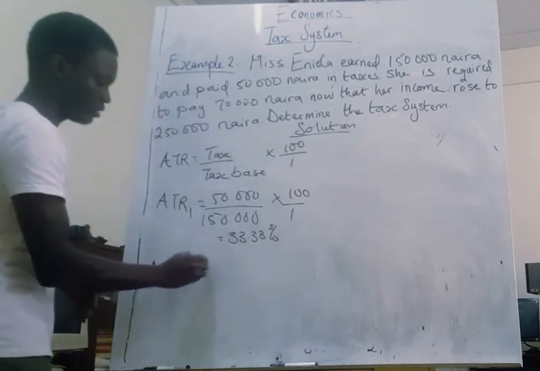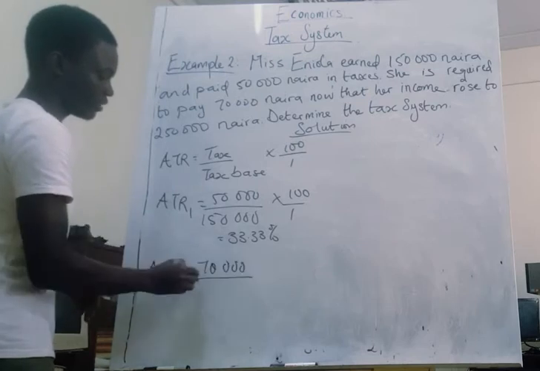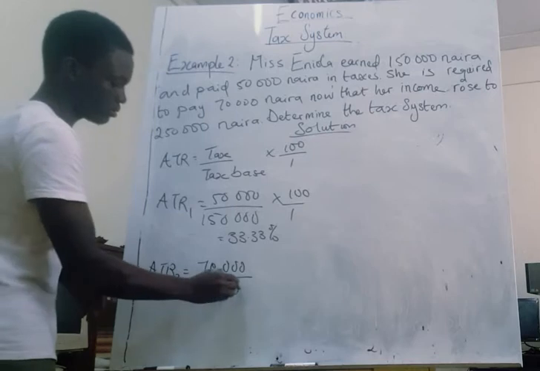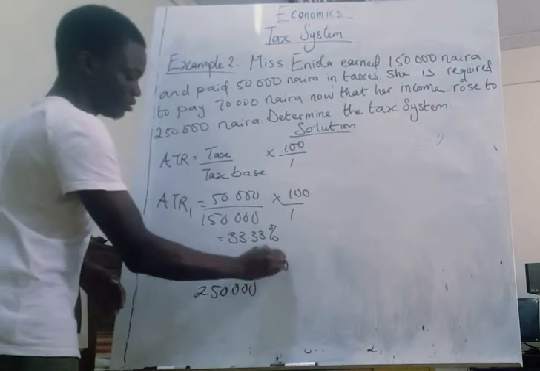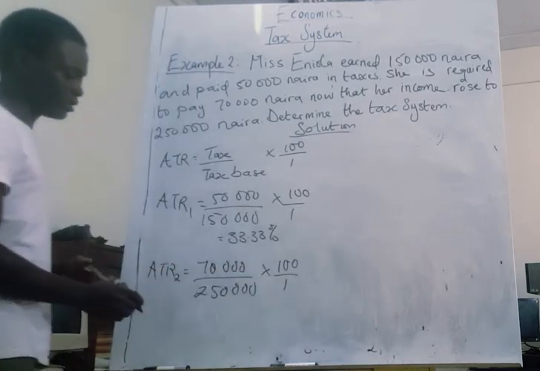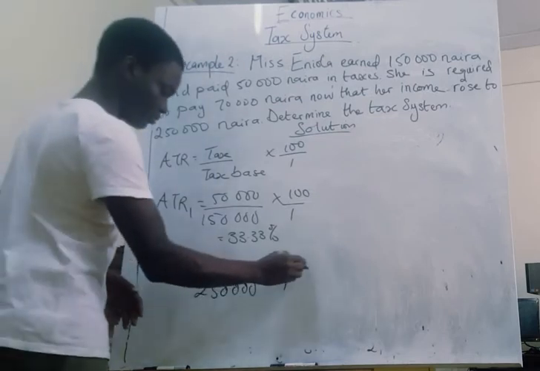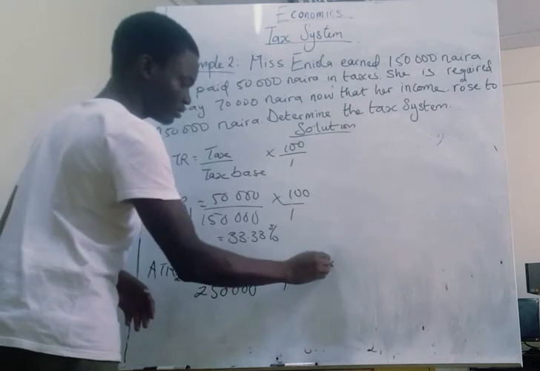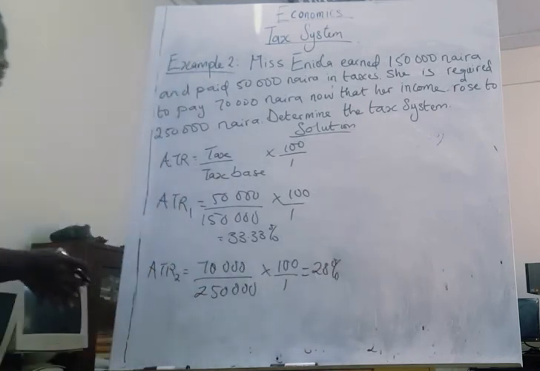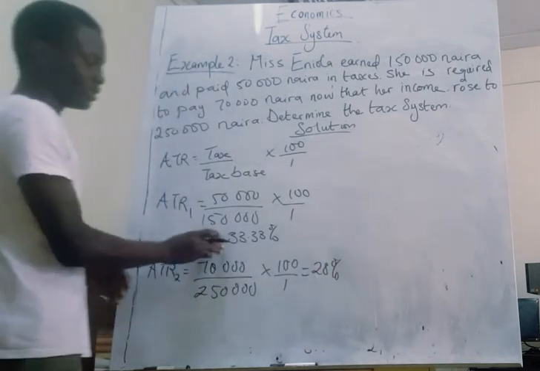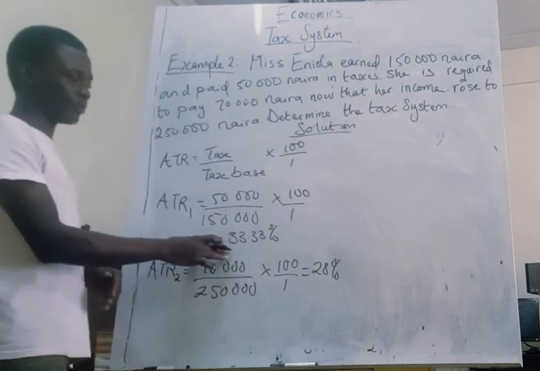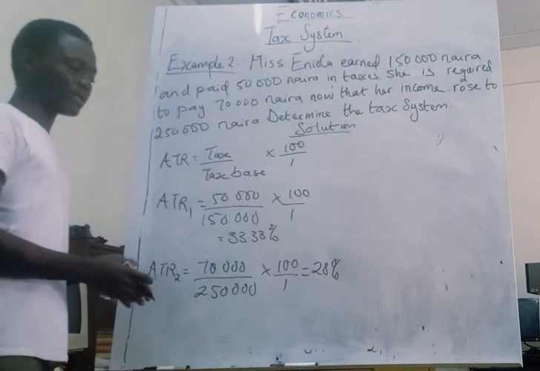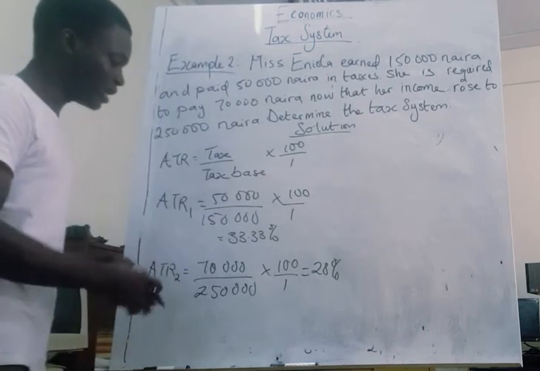So the second ATR equals what's our tax now? 70,000 naira divided by 250,000 naira, then multiplied by 100 over 1. So this gives us 28%. So this was our initial tax rate, 33.33%, and this is our new tax rate, 28%, which means there is a fall in the average tax rate.